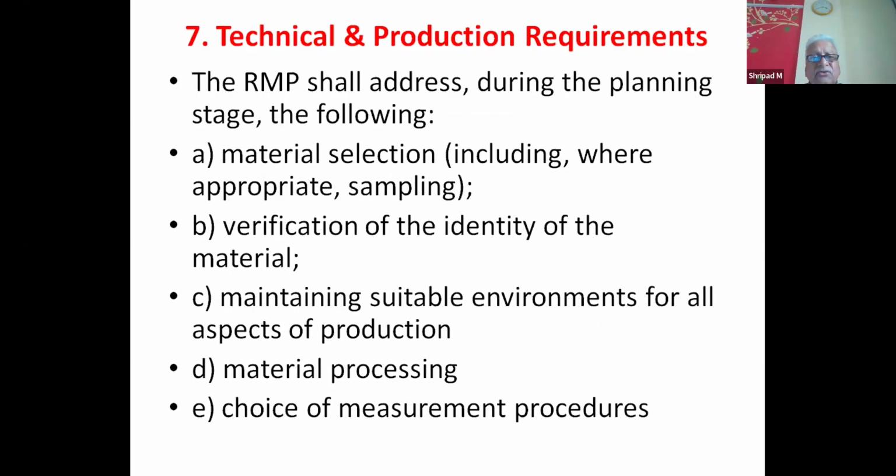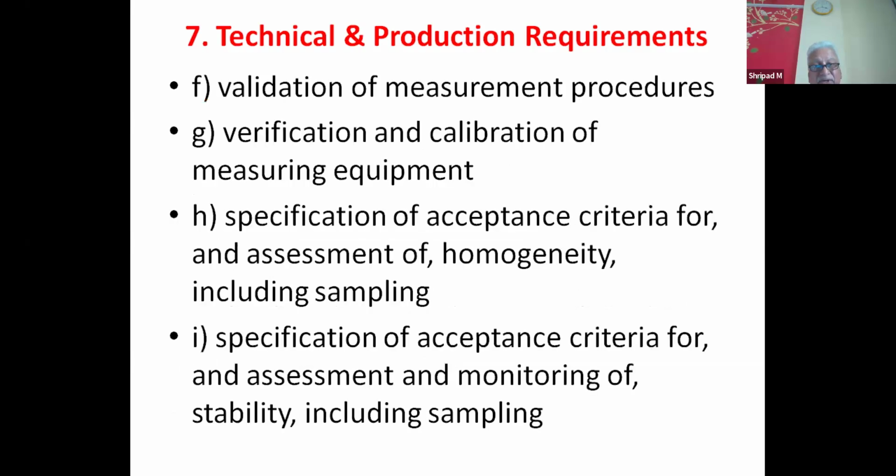Then in all these planning stages, what are the minimum points to be addressed? Material selection, then verification of identity of material, maintaining a suitable environment for the production, material processing, choice of measurement procedure, validation of measurement procedure, verification of calibration equipment, calibration of measuring equipment, specification of acceptance criteria for the assessment of homogeneity including sampling, and assessment and monitoring of stability including sampling.